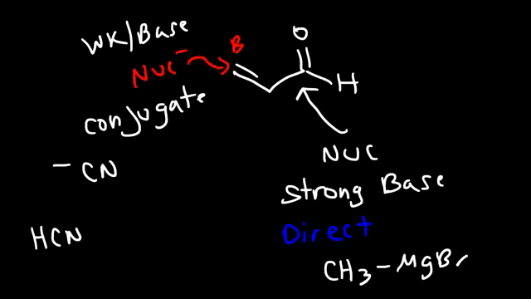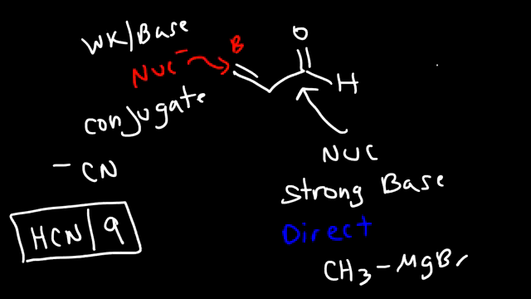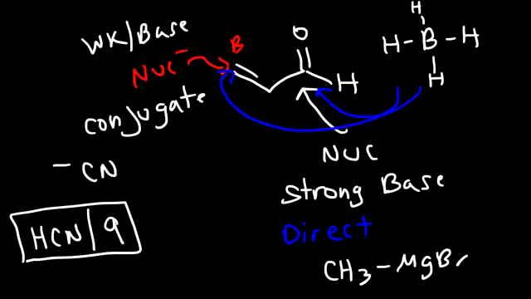Now keep in mind the pKa for hydrocyanic acid is about 9. Now bases like sodium borohydride can do both. For this alpha beta unsaturated aldehyde, it could do direct addition and it could do conjugate addition, so you get a mixture of products. But the basic idea is that strong bases favor direct addition, weak bases favor conjugate addition. Now in this video we used a ketone as a Michael donor, and we also used a diketone as well.